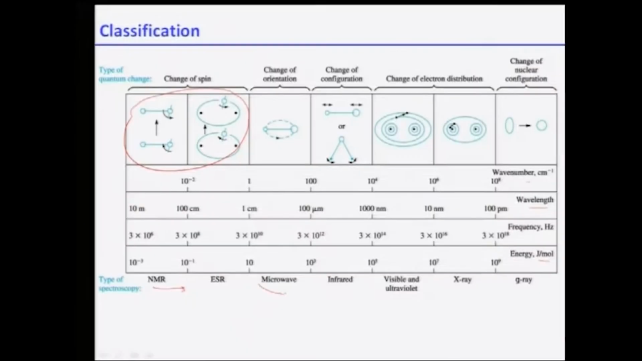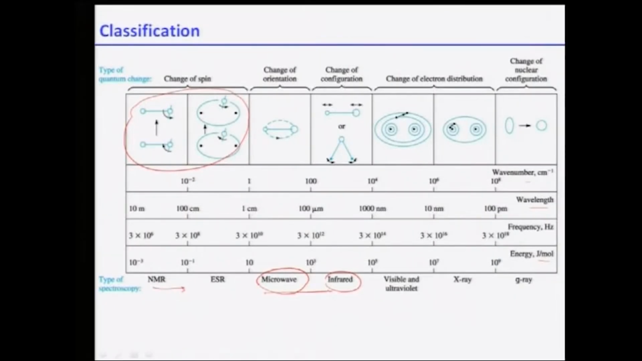Now if we use microwaves or even infrared, which comes in the frequency range of 10 to the power 10 to 10 to the power 14 hertz, you can have a change of orientation of the molecule. That is what is shown here. You can have this kind of molecule, suppose a big atom and a small atom connected by a bond, they can get differently oriented, or you can have a geometrical change of the configuration.